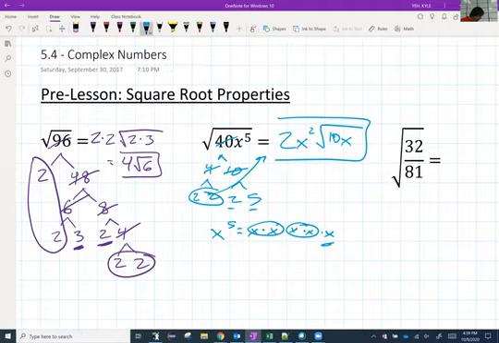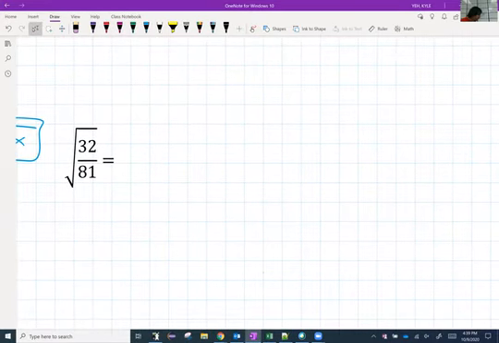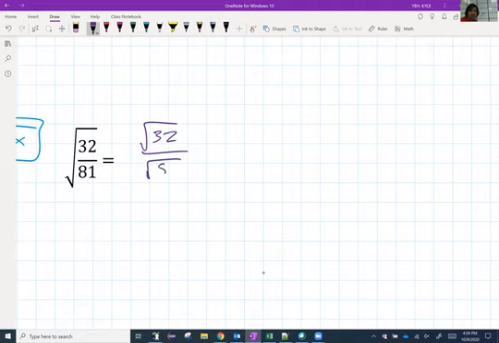Last one I want to kind of go through right now, square root of 32 over 81. Well, step 1 is whenever we're doing a square root of a fraction, we can, if we want, always do this. We can break it up into square root of the top over square root of the bottom. Now, square root of the bottom is kind of easy. What's square root of 81? 9. And what about, though, 32?